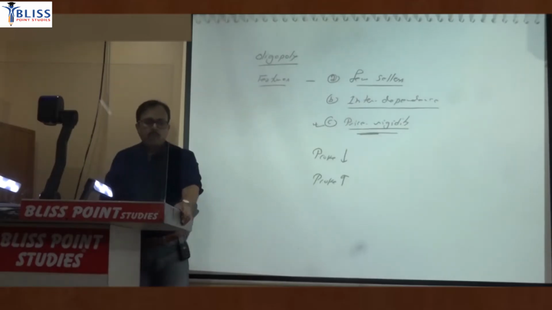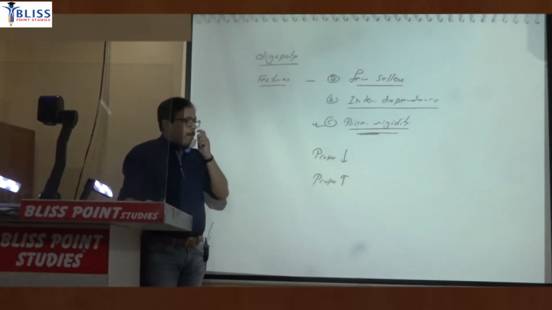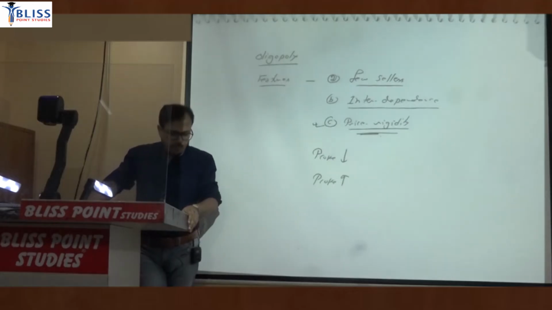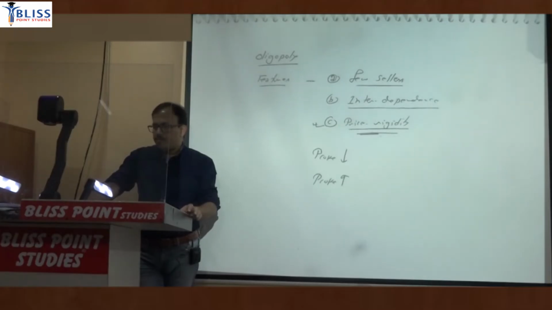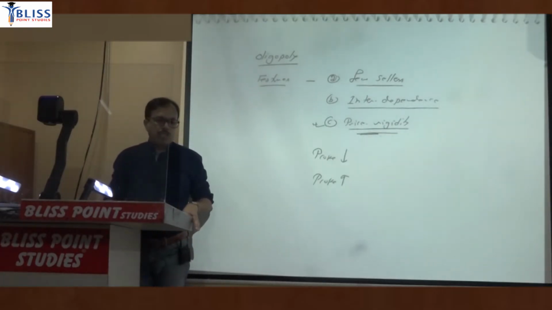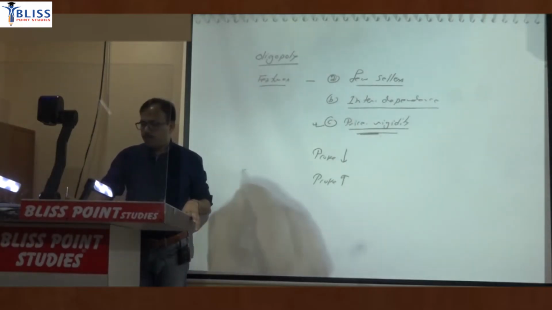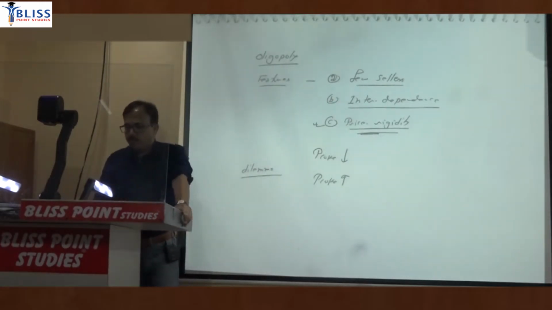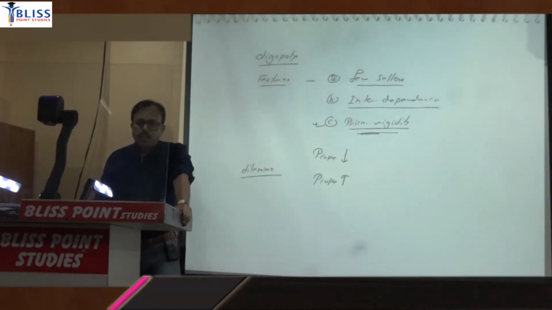Third point first: price rigidity is an important feature of oligopoly. It arises because of the dilemma faced by firms in changing their price.